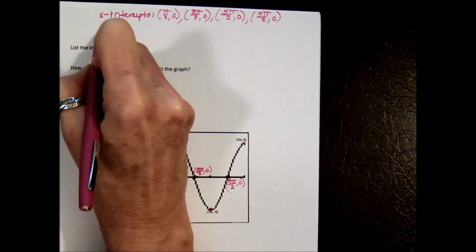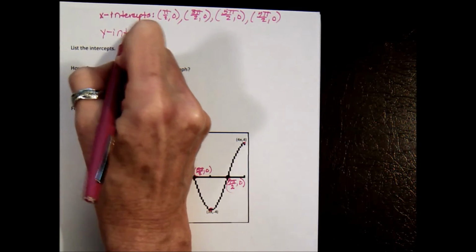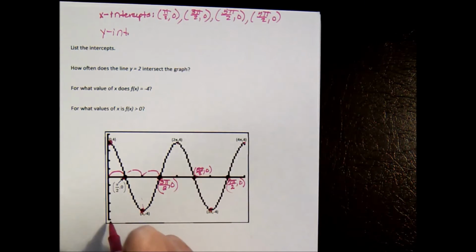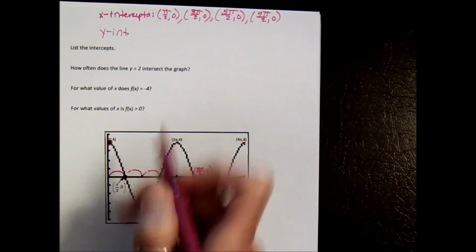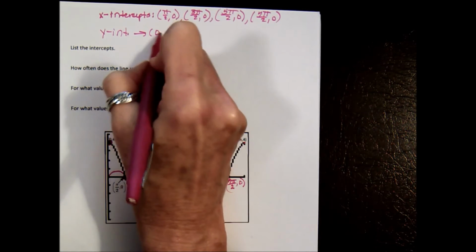My y-intercept, I only have one. It only touches this y-axis in one place, and it's right there. It's the point 0,4. So that we have done.